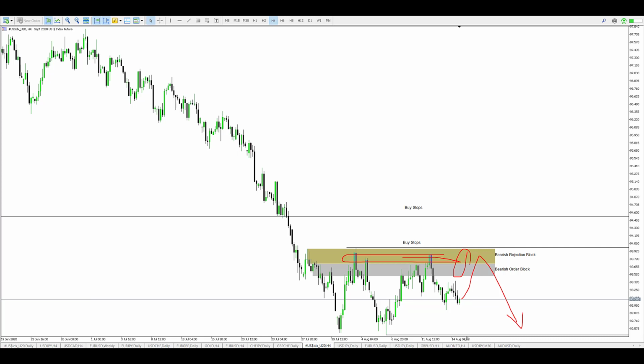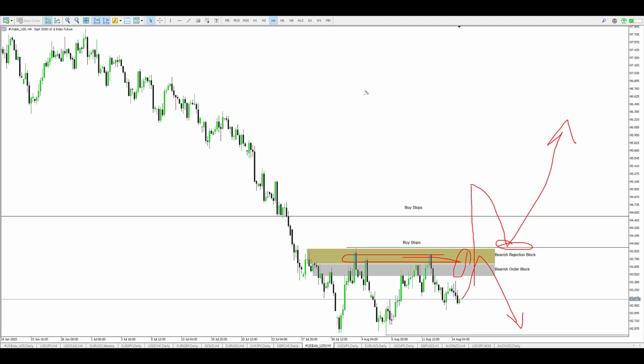But if it breaks and closes above, I have to take note of the way it breaks the consolidation. Was it a strong impulsive move, or was it just a slow break of the consolidation? In that case, I'll need to wait. But if it's an impulsive break to the upside, like a big bodied candle, then I'll have to wait for price to come back into this level for me to go to the upside. So you can clearly see now the scenarios that I've given you guys.